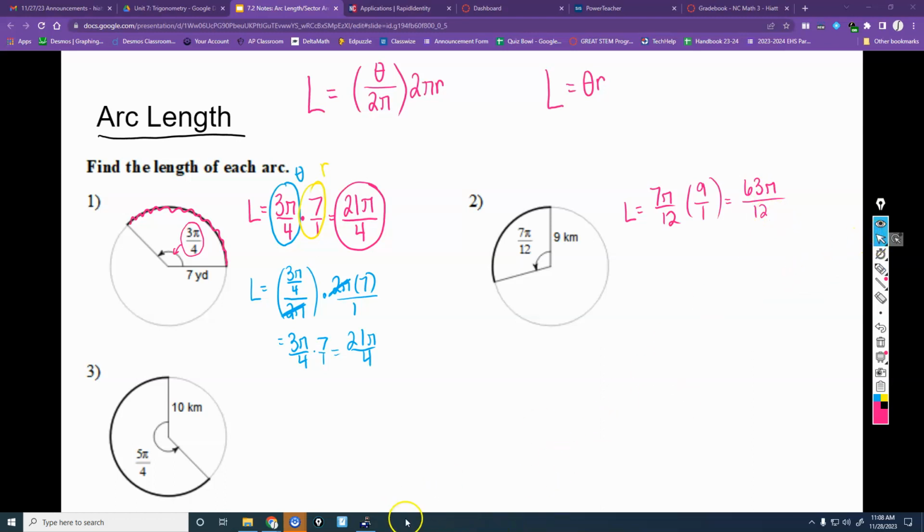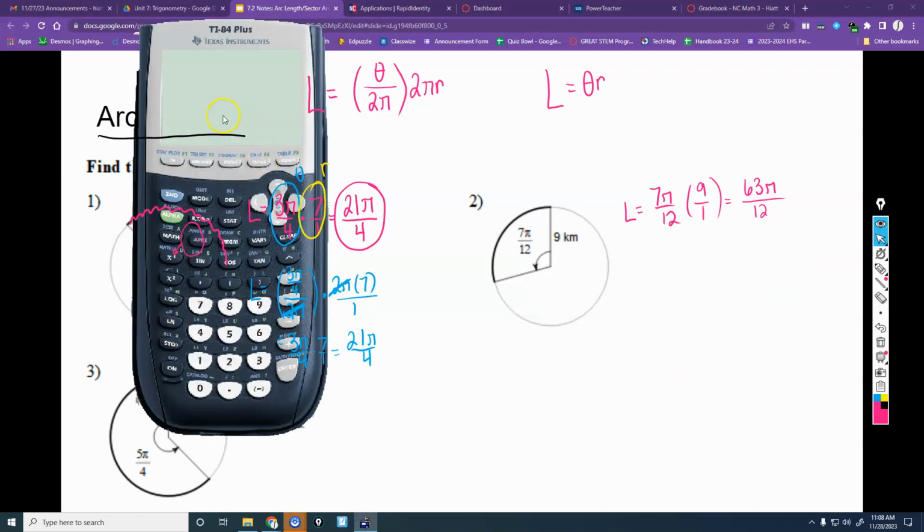Yep, we can divide both of those by 3. Or you can do it in your calculator if you want. You'll just do, don't put the pi in, 63 divided by 12. Math, enter, 21 over 4.